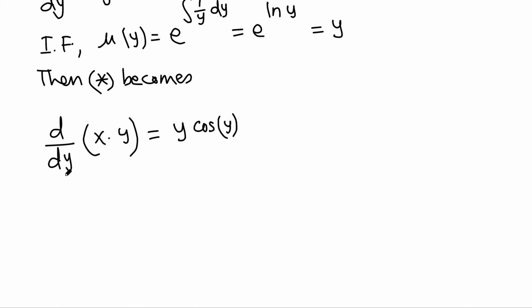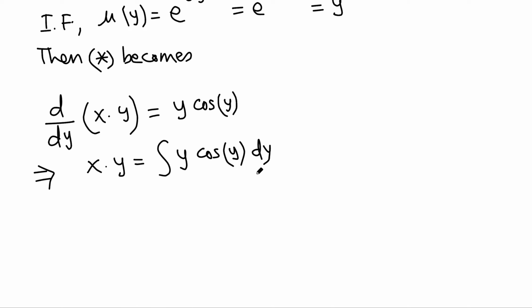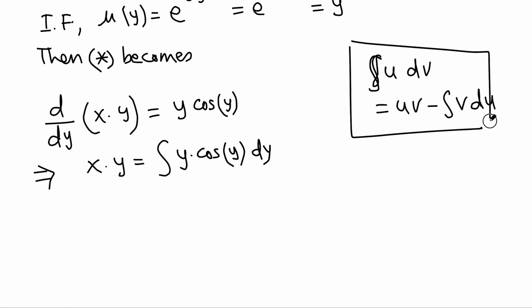Now integrate both sides with respect to y. Okay, then this will be simply x times y equals the integral of y cosine y dy. So we are integrating both sides with respect to y. Now the right hand side is a product, so we need to use integration by parts. When we have u and dv, the antiderivative of u dv is uv minus the integral of v du. Okay, integration by parts.